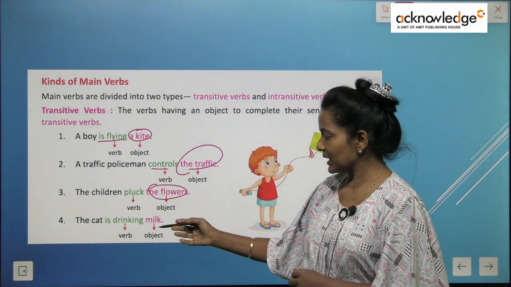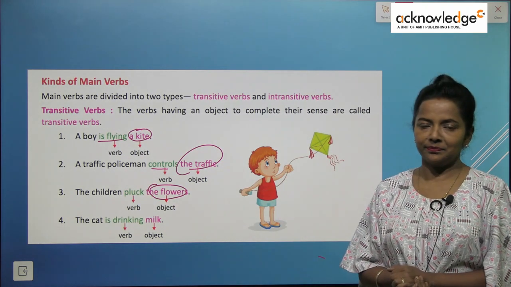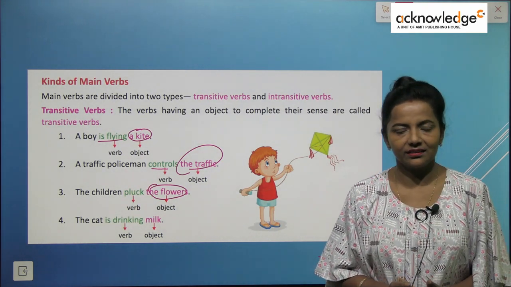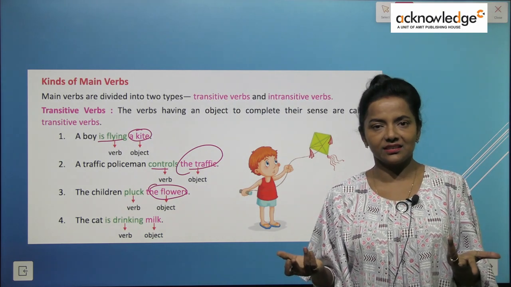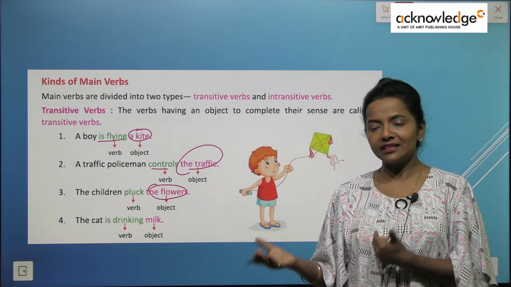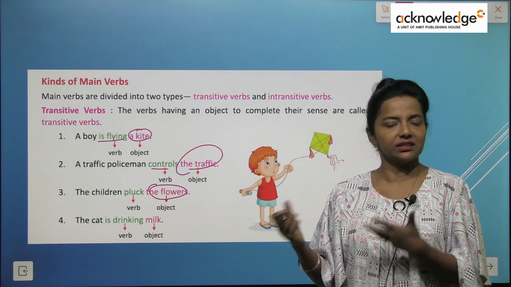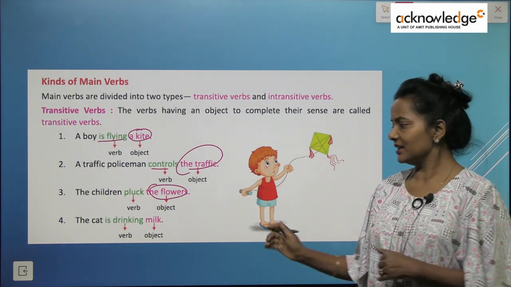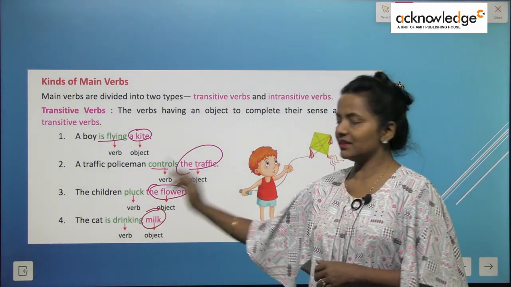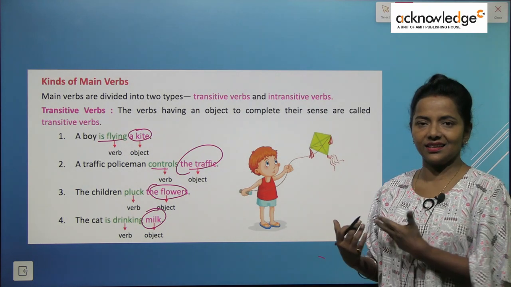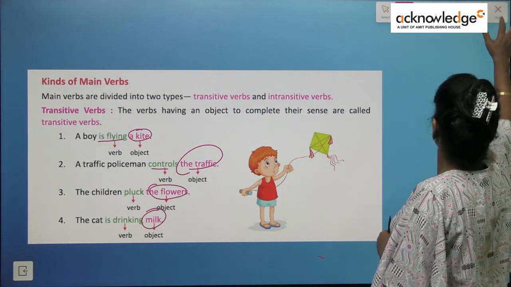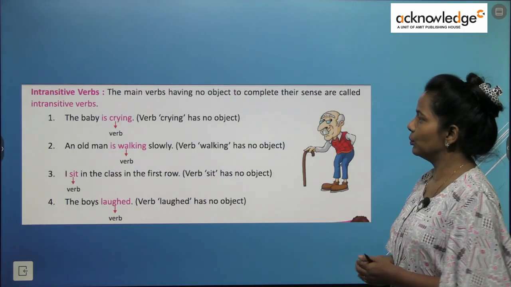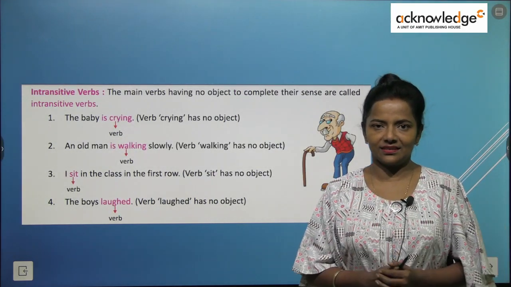The cat is drinking milk. The cat is drinking. आधा छोड़ दिया. द कैट इज ड्रिंकिंग. क्या ड्रिंक कर रही है कैट? The cat is drinking milk, the cat is drinking water, anything. So we have added an object with the verb here. So these are known as transitive verbs, when we add an object with the verb to complete the sentence.